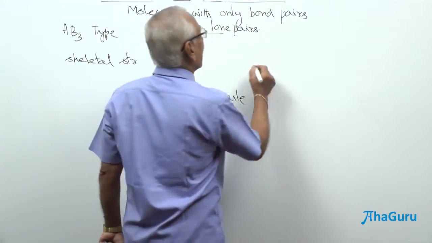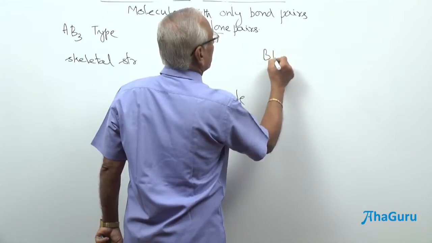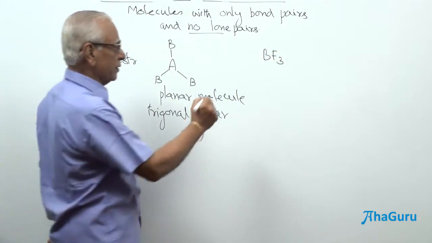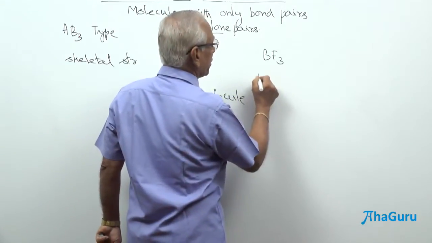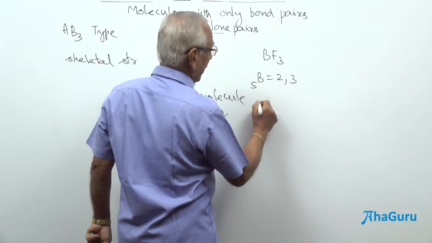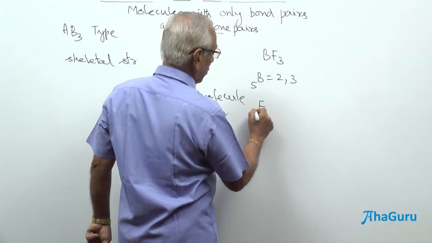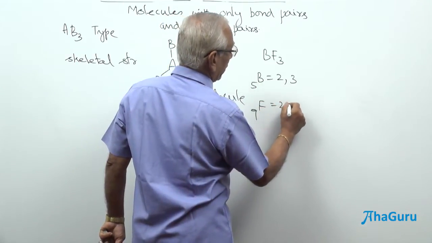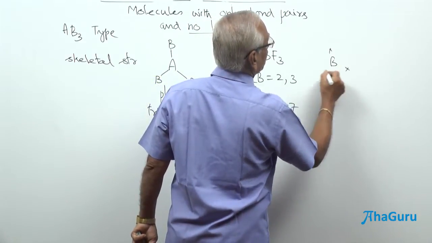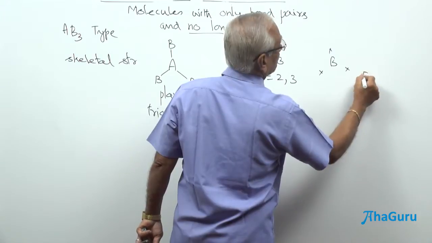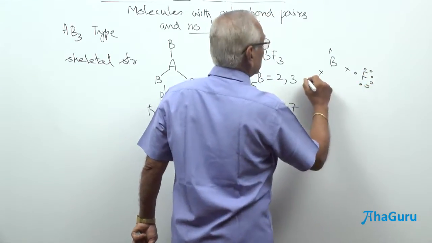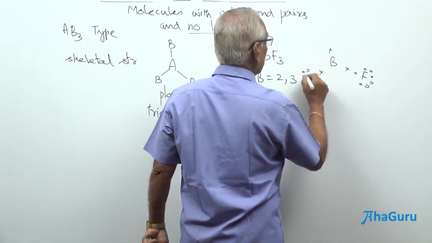Now, we shall give examples. BF3, as I already told you, this is BF3, boron trifluoride. The electronic configuration of boron is 2, 3, because atomic number is 5. Fluorine, atomic number 9, electronic configuration 2, 7. So, boron can have 3 electrons, fluorine 7 electrons, fluorine 7 electrons.